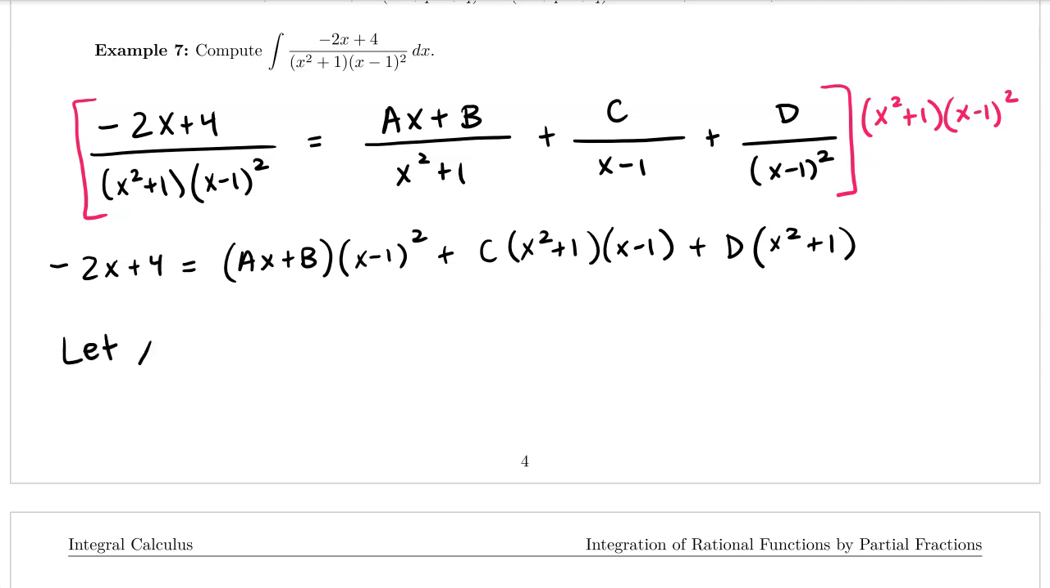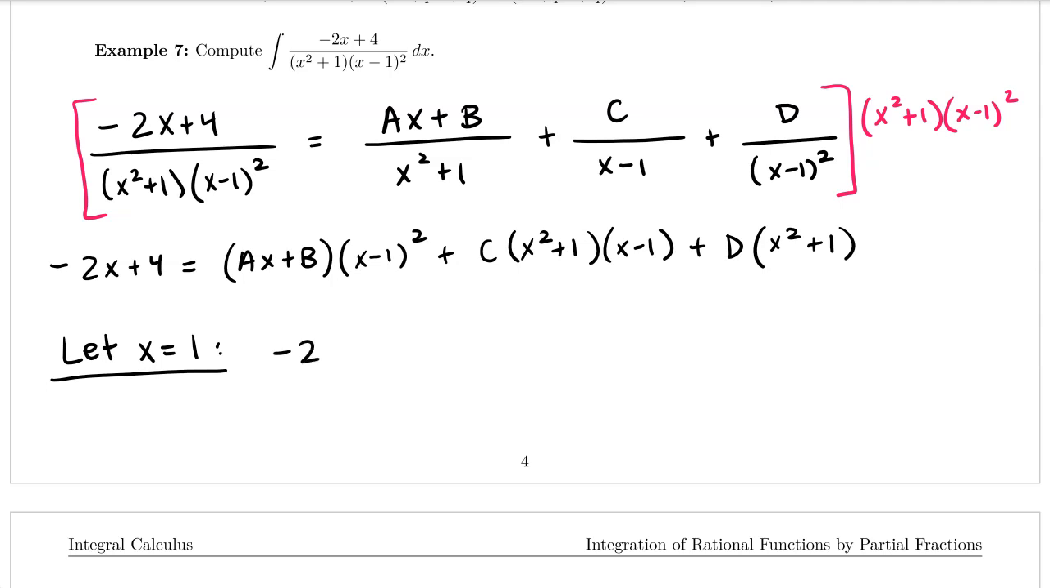I'm going to let x equal 1. Now, this is a scenario where this method kind of works, and what I mean by that is here, this is an irreducible quadratic, which means that there's no value for x that I could plug in that's going to make it disappear. So we're able to use this method a little bit, but not for the entirety of this equation.